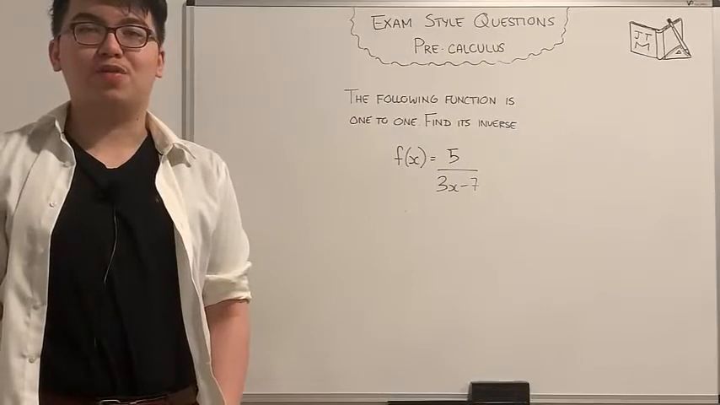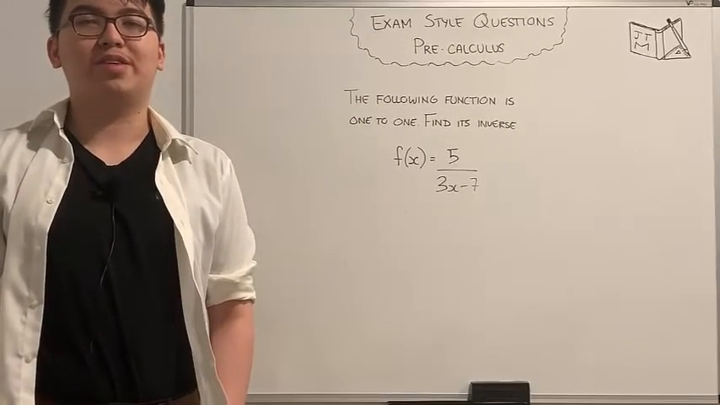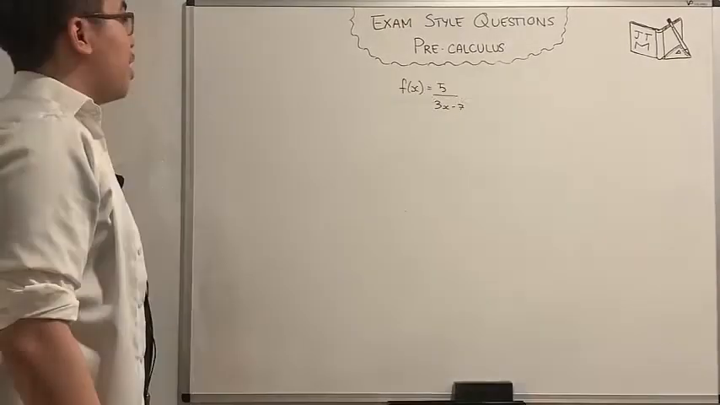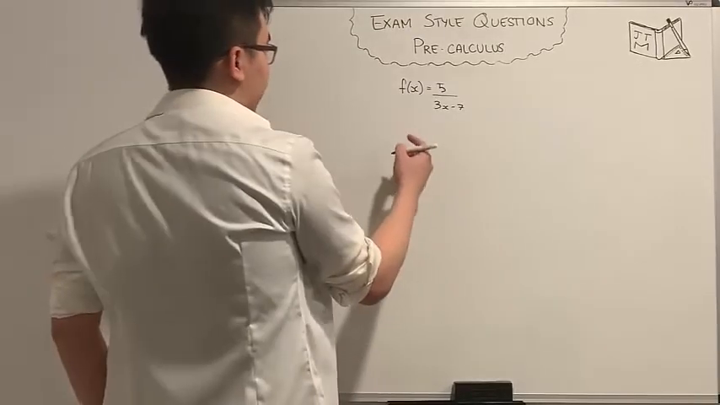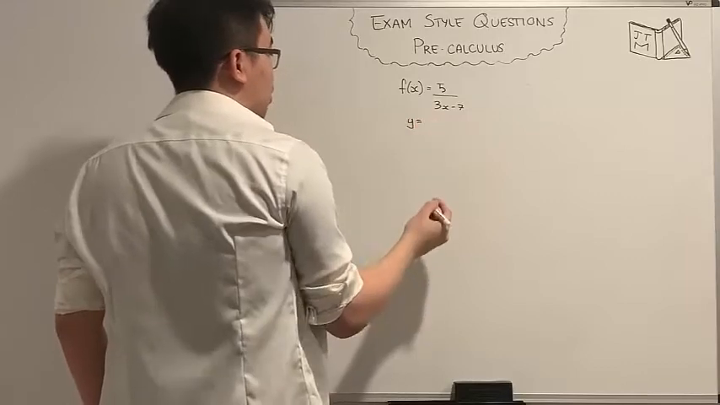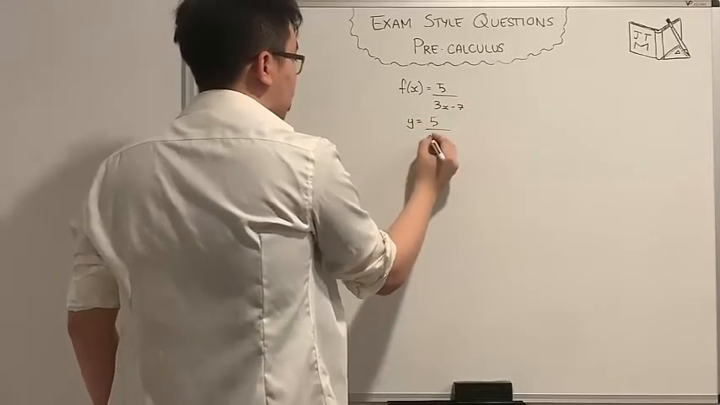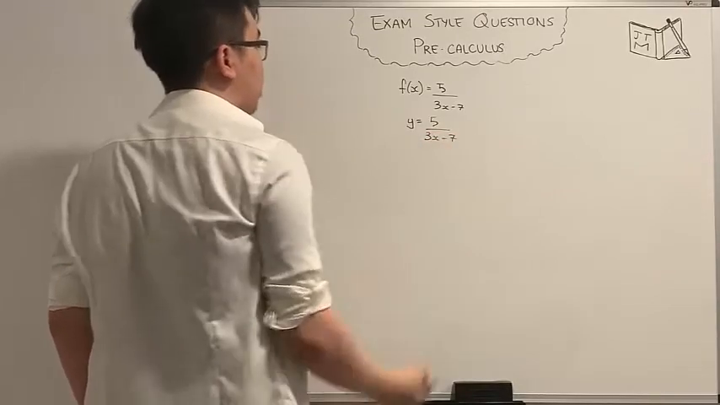We're going to find the inverse function of the following one-to-one function. The function is f of x equals 5 over 3x minus 7. To find an inverse function, we are firstly going to convert this f of x into y so that it's easier to form further equations, and then we keep the side the same way as it was. So y equals 5 over 3x minus 7.